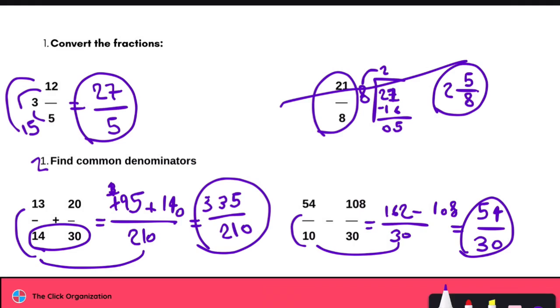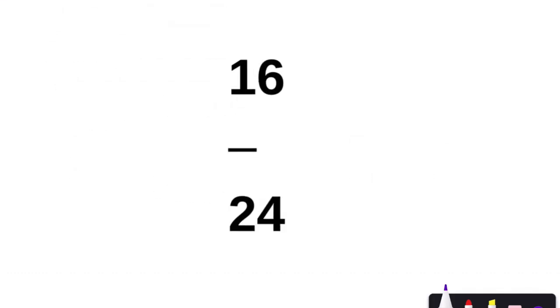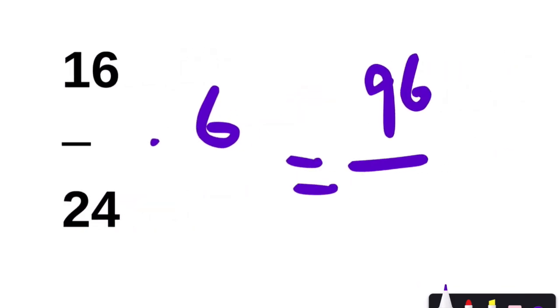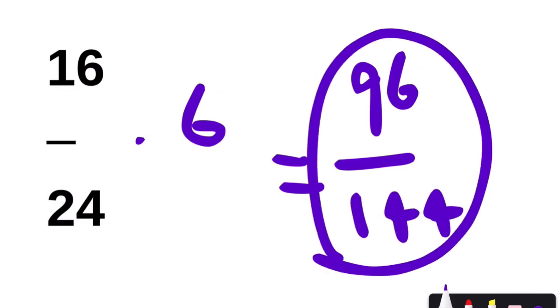Now let's go for the second page and our third and last question. Find equivalent fractions. So in order to find equivalent fractions for our fractions, we need to multiply the denominators and the numerators, or divide them by the same number. So let's start with this one. I want to multiply these two by a certain number. So for example, let's multiply them by 6, okay? So 16 times 6 equals 94, and 24 times 6 equals 144, and this is an equivalent fraction for this fraction.